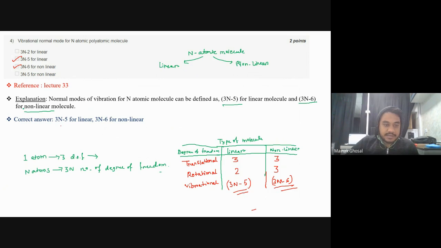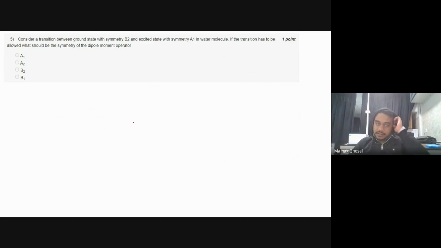So your correct answer is 3n minus 5 for linear, but 3n minus 6 for non-linear. So I am moving to the next question. Consider a transition between a ground state with symmetry B2 and an excited state with symmetry A1 in a water molecule. If the transition has to be allowed, what should be the symmetry of the dipole moment operator? So this is the question.